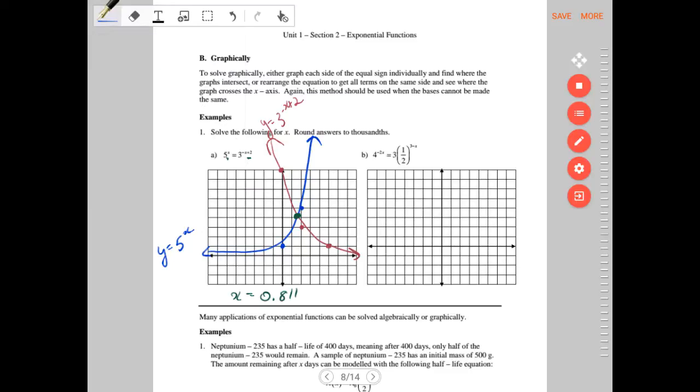Now we're going to do part B. I'm just rearranging that, so I'm going to bring this over to the other side by subtraction. So the equation I'm going to graph is y equals 4 to the negative 2x minus 3 times 1/2 to the 3 minus x. I'm just going to make one big graph of the whole thing. It looks kind of swirly, but it looks like this, and goes through there, and it kind of looks something like this.